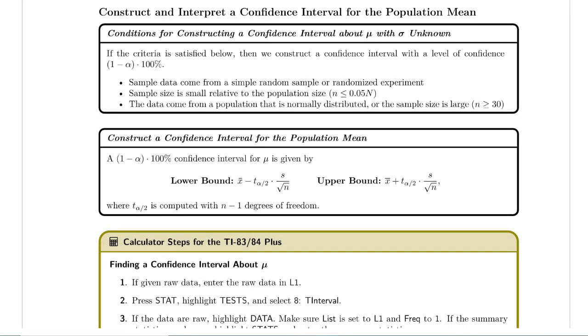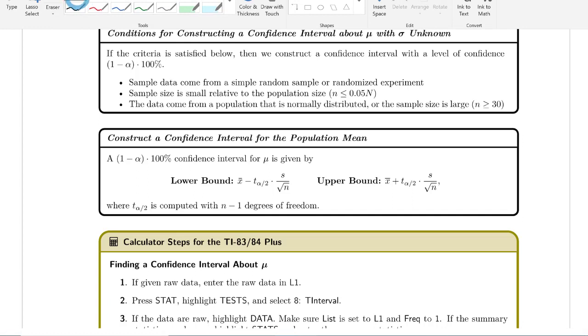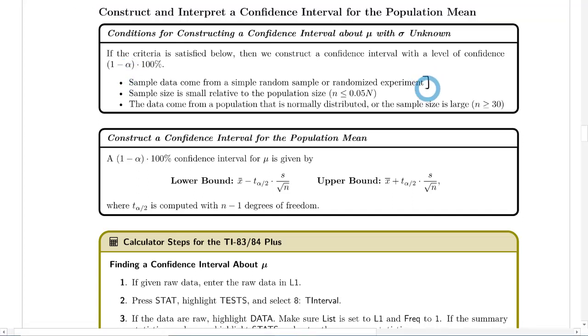Okay, so now we're going to begin to actually construct the intervals. The first thing we need to do is make sure all the preliminaries, part one and part two, are satisfied. Notice that it must come from a random sample, and we need the sample size to be no more than 5% of the population. That was part one. And then the sample size has to be greater than or equal to 30. That was also part one.